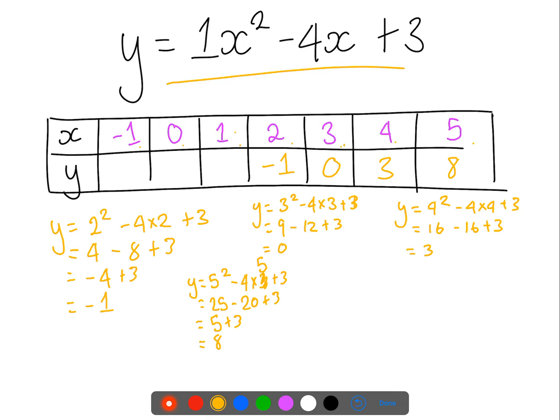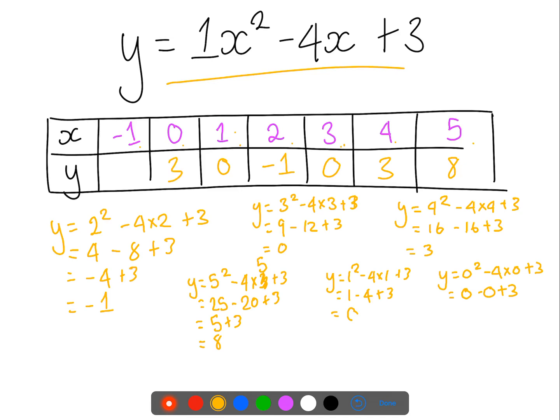This is the 1. So y equals 1 squared, take 4 times 1 plus 3. 1 times 1 is 1. 4 times 1 is 4 plus 3. 1 take 4 is negative 3. Negative 3 plus 3 is 0. Then we do the 0. Y equals 0 squared, take 4 times 0 plus 3. 0 squared is 0. 4 times 0 is 0 plus 3. 0 take 0 is 0 plus 3 equals 3.